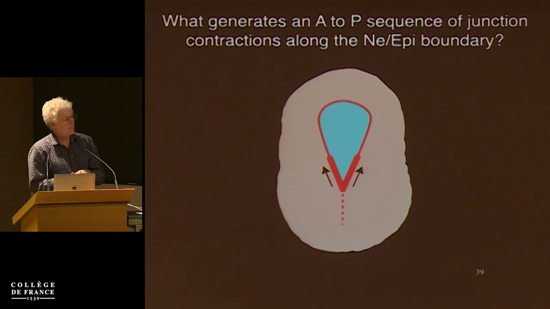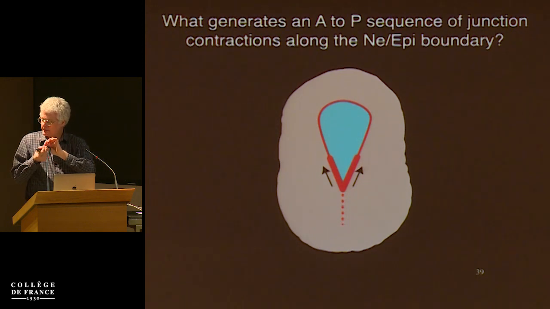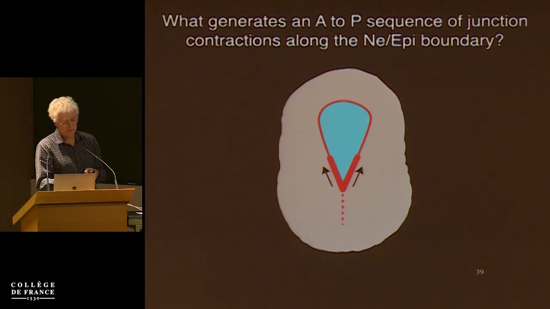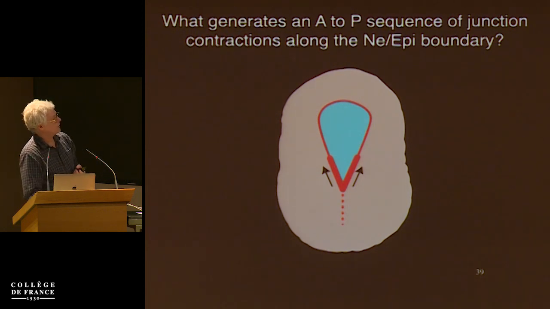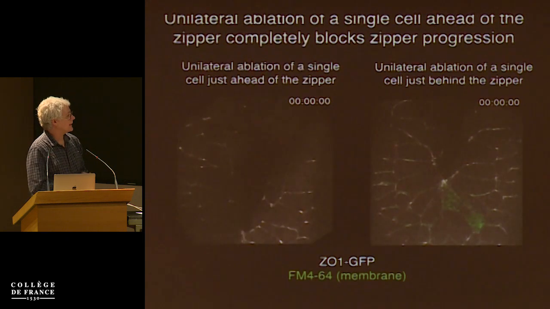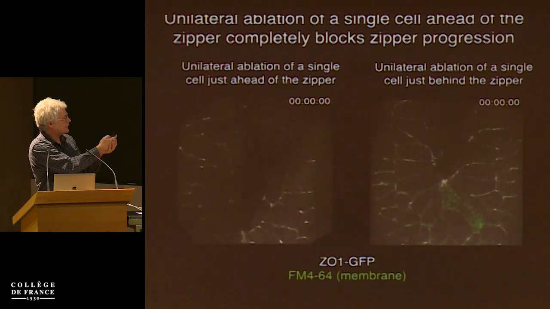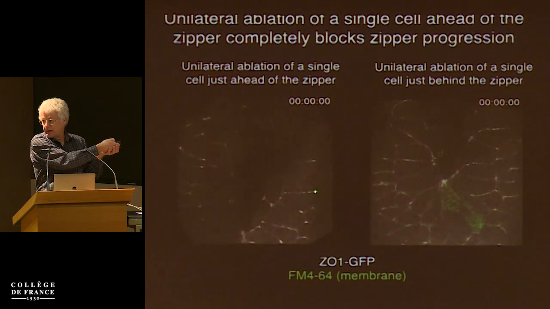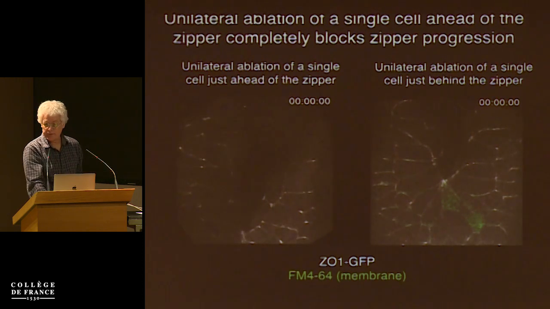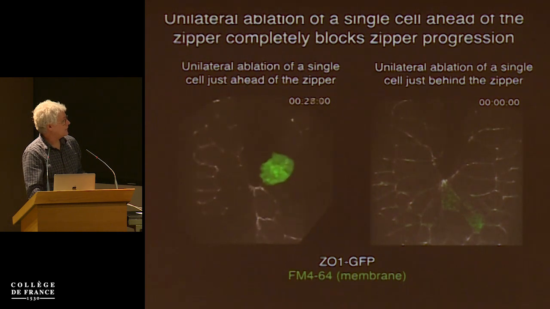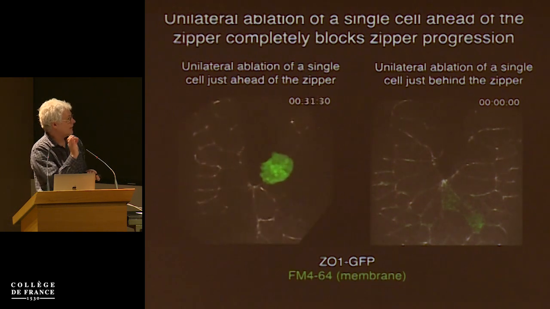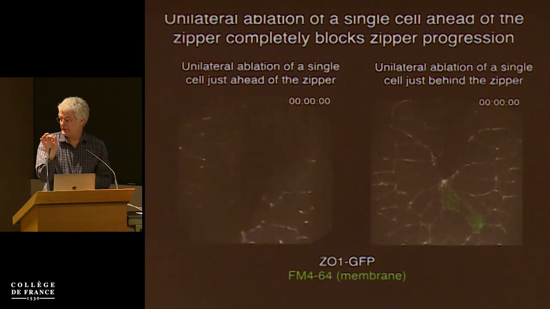And that leaves the basic idea that there must be some kind of signal which is propagating from cell to cell, from posterior to anterior, which is activating myosin 2. And here I just want to show you what is to me a very simple but really revealing experiment that Hide did. In this experiment, he just ablates one cell on one side of the embryo ahead of the zipper and observes what happens. And what you'll see is very clear. The zipper propagates up to the point where it meets that cell, and then it stops.